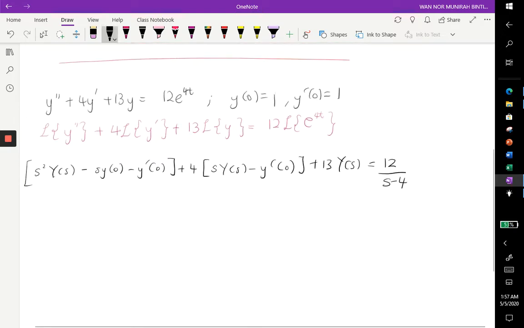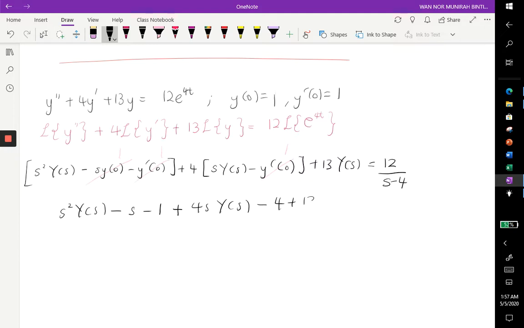Okay, the second step is we need to substitute the initial conditions. So this one equals to 1, this one also 1. Okay, so that we have s squared Y(s) minus s times 1, which is s, minus 1, plus, is it plus? Plus 4 times s Y(s) minus 4, plus 13 Y(s) equals 12 over s minus 4.